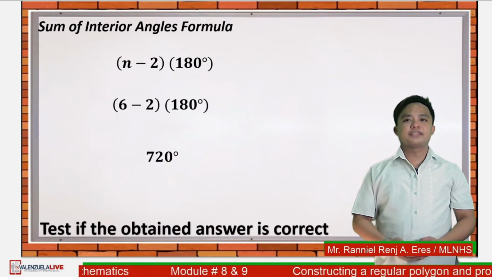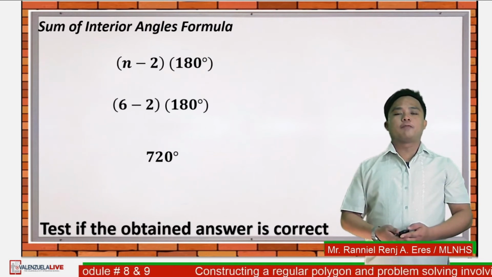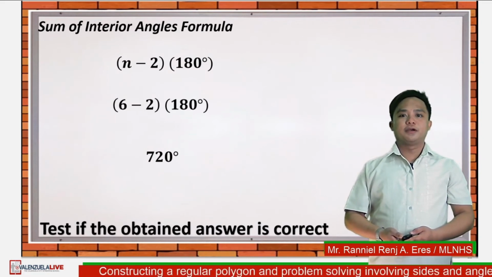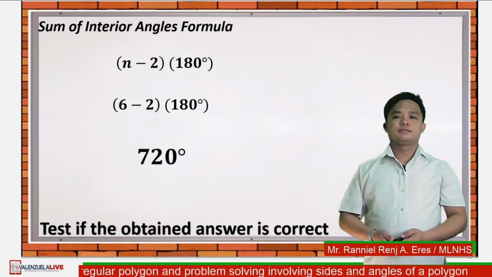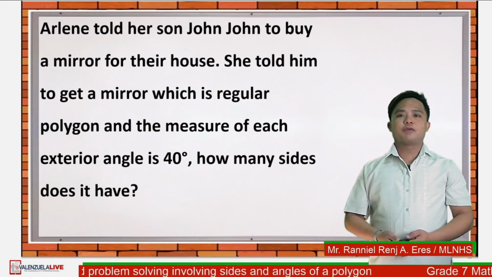So the correct answer is 720 degrees. Therefore, we can conclude that the measurement of sum of all interior angles of a hexagon is 720 degrees. Next, for our third problem.